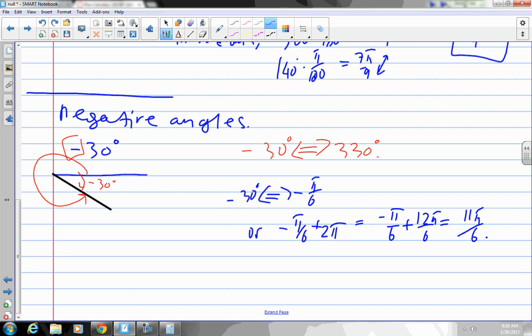Just like here, how did you go from negative 30 to 330? You told me that. How'd you get that number? Same thing. Full rotation is 2 pi, and you subtract from full rotation. That's what you did. 360 was the full rotation. You subtracted 30 from 360. Right? I mean, we talked about this here.